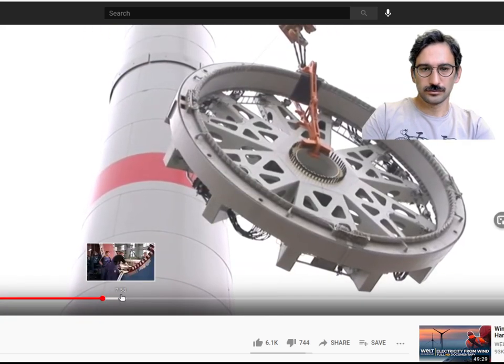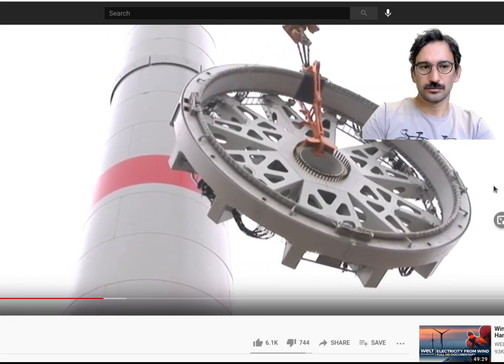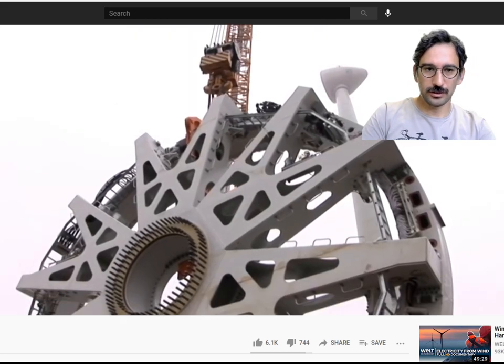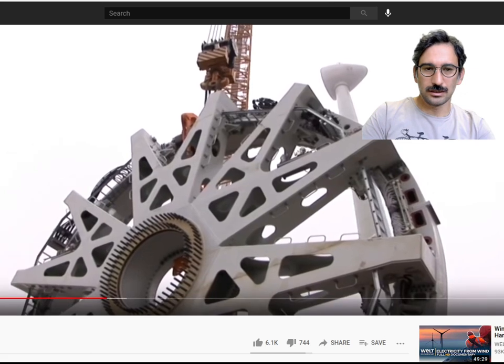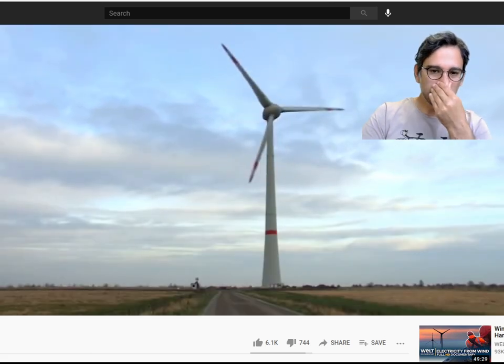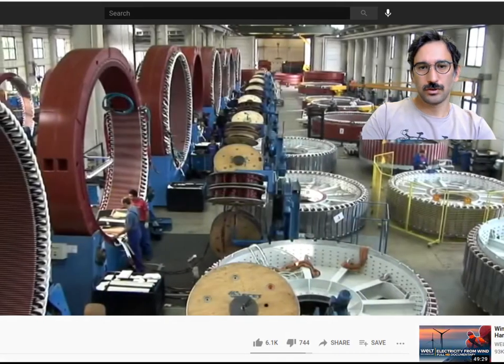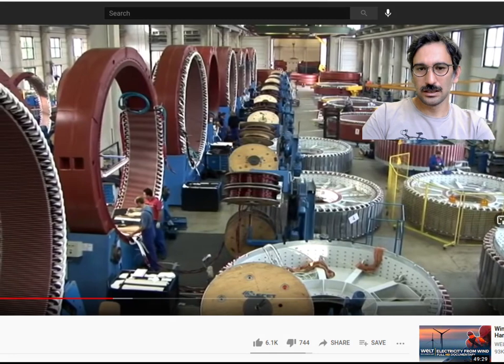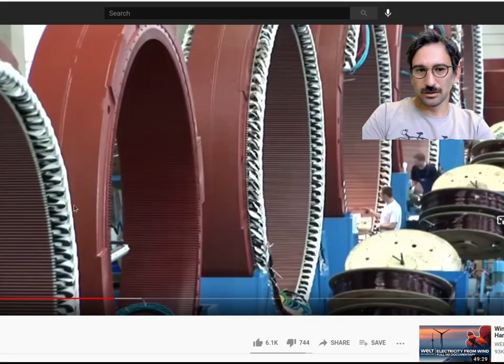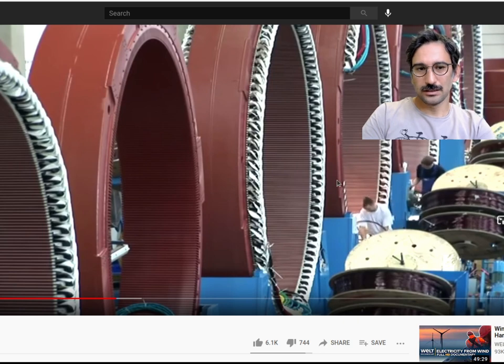Makes it ideal for particularly heavy loads and a long service life. It's quite a big generator, and this is how they manufacture it. This is the wind turbine itself. Here you see all the stator. These are all the stator connectors.